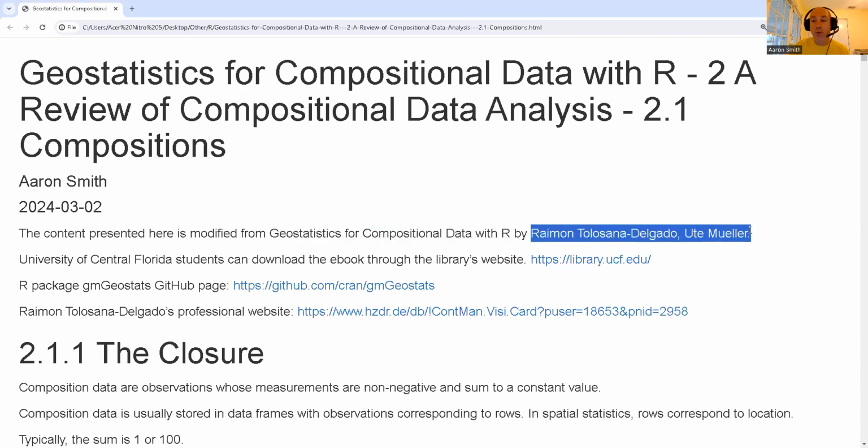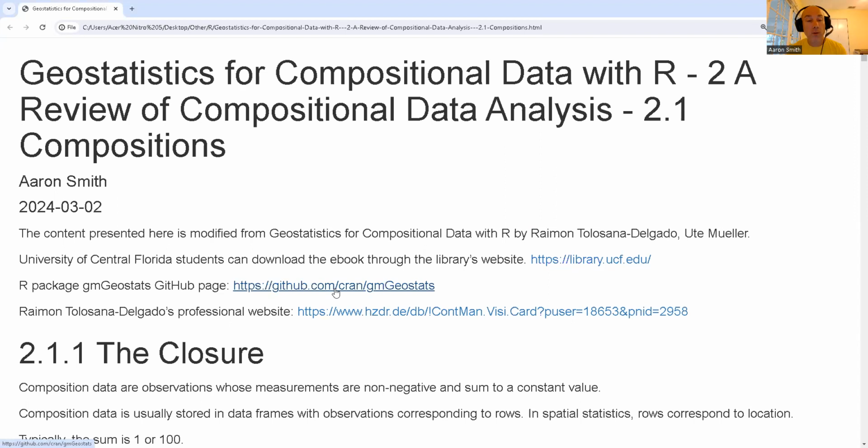Here's the name of the authors. University of Central Florida students can download the textbook for free through the library. Now, here is the web page for the GitHub for the package that accompanies the textbook. And here is one of the author's professional websites.